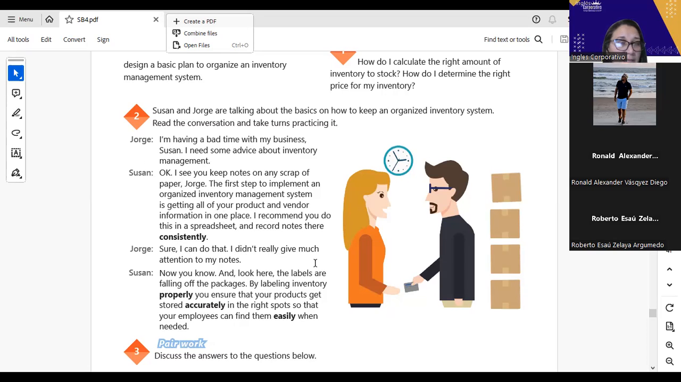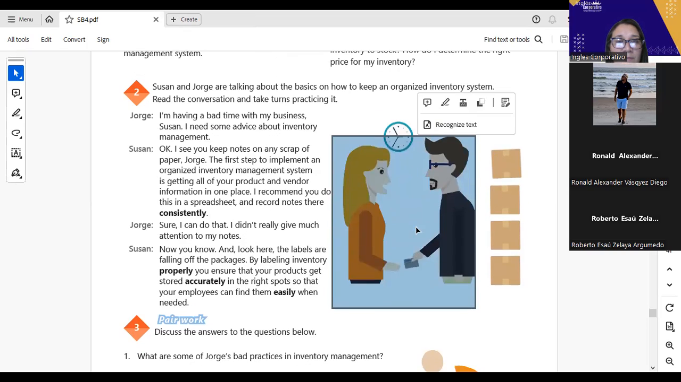Sure, I can do that. I didn't really give much attention to my notes. Now, you know, and look here, the labels are falling off the packages. By labeling inventory properly, you ensure that your products get stored accurately and in the right spot so that the employees can find them easily when needed.